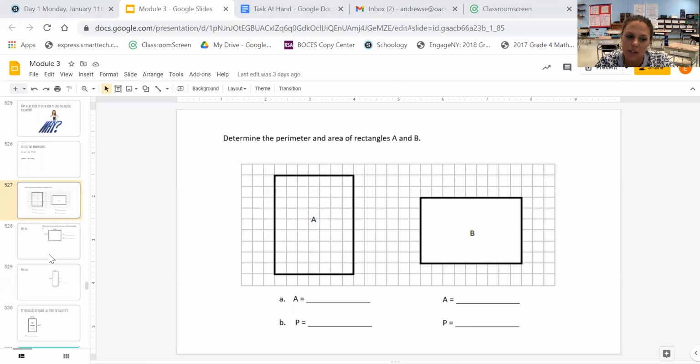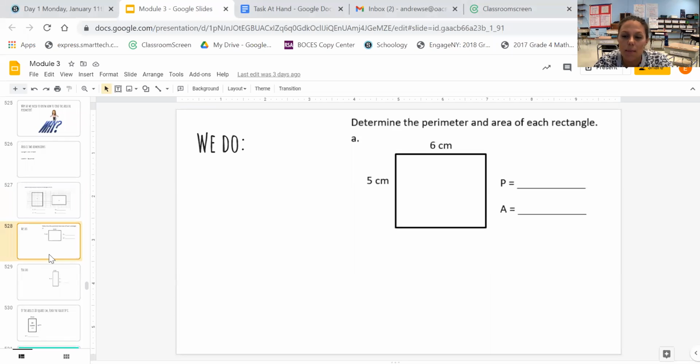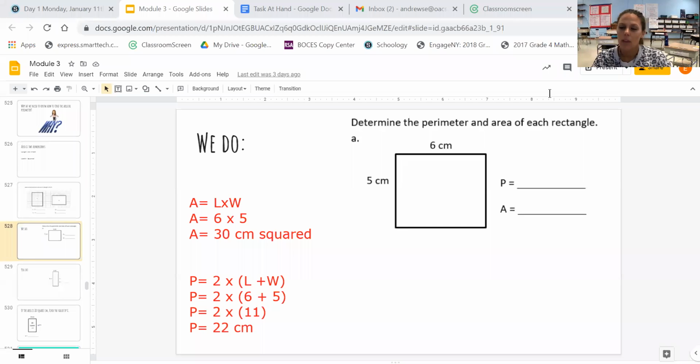All right, friends, you're going to try another one on your own, and then you can check back at your video to see how you're doing. So determine the perimeter and area of each rectangle. The measurements are there. You just have to find them out. Pause your video, try it on your own, and check back. Good luck.